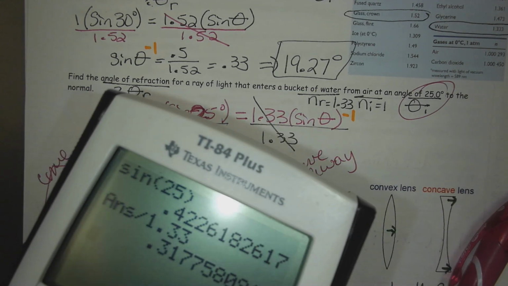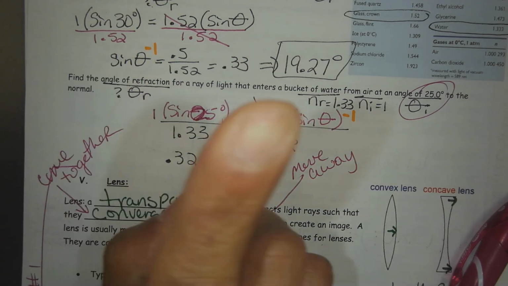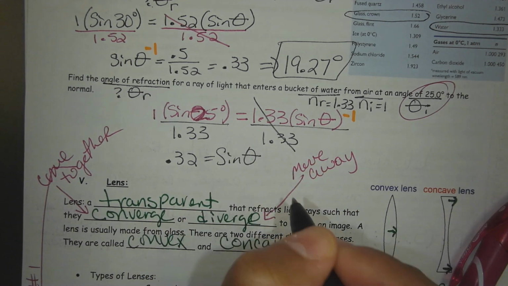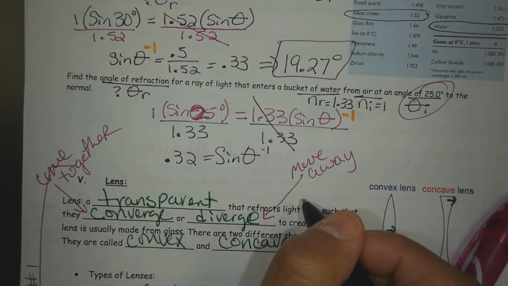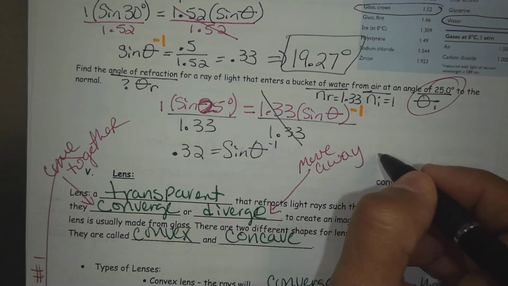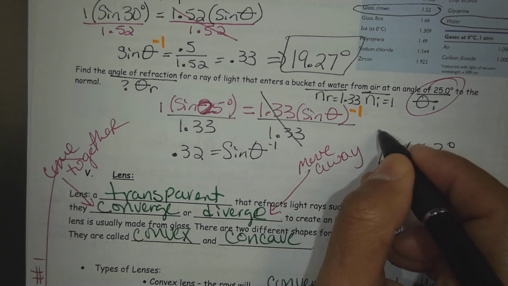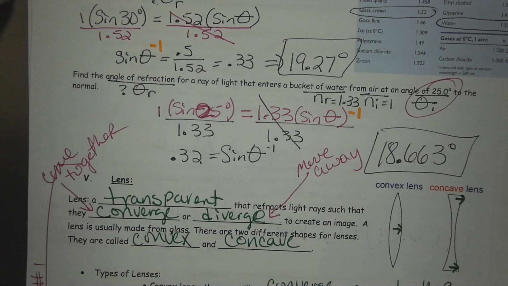My answer is not 0.32. That is not correct. What is it? I got 18.66. That sounds good to me. 18.7, 18.5, all of those are good. We cannot forget to use our fancy calculators for this one.